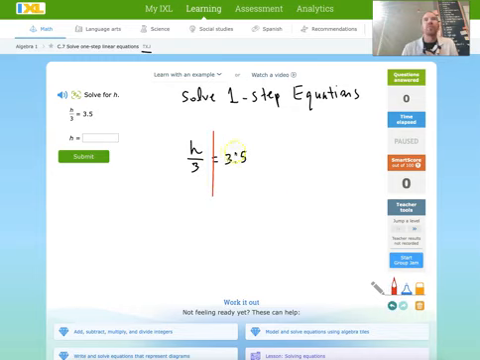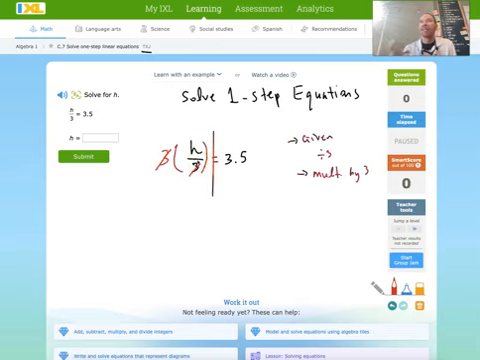if we zoom into the side that has the variable on it, we are given division. We're given division by 3. And I'm not going to do 3.5 divided by 3. I'm going to try to cancel division by 3. So to cancel division by 3, I'm going to multiply by 3. The division and the multiplication by 3 are inverse operations. If you do both of them, they cancel, and you're left just with h, and that's what we wanted.